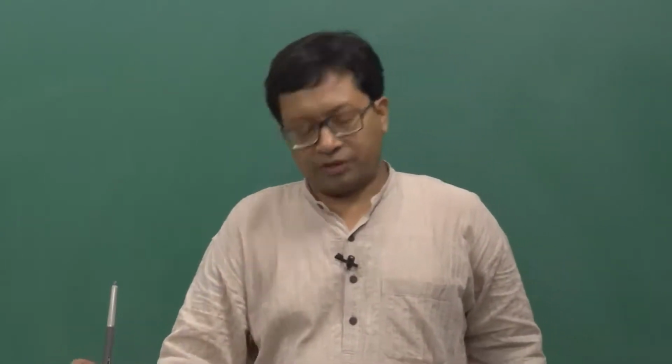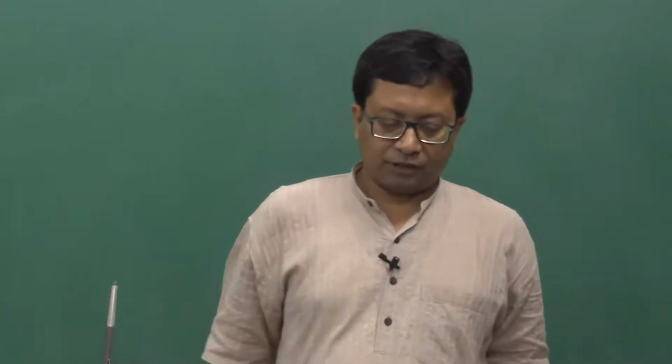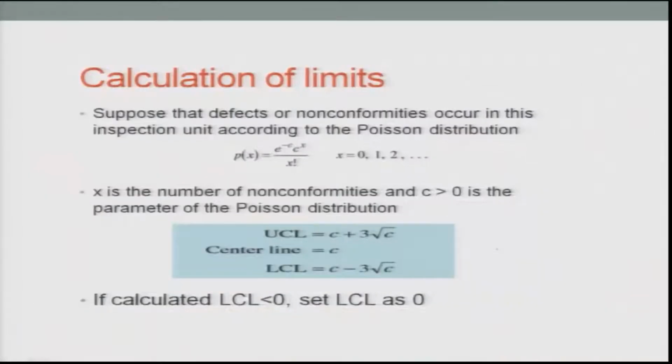Now the inspection unit must be the same for each sample, and you basically follow the same policy. Suppose the defects or non-conformities occur in this inspection unit following the Poisson distribution. The probability p(x) is given as e to the power minus c, or lambda, whatever the parameter is, times lambda to the power x, or c to the power x, divided by x factorial, where the x values can be 0, 1, 2, 3, 4, and so on.